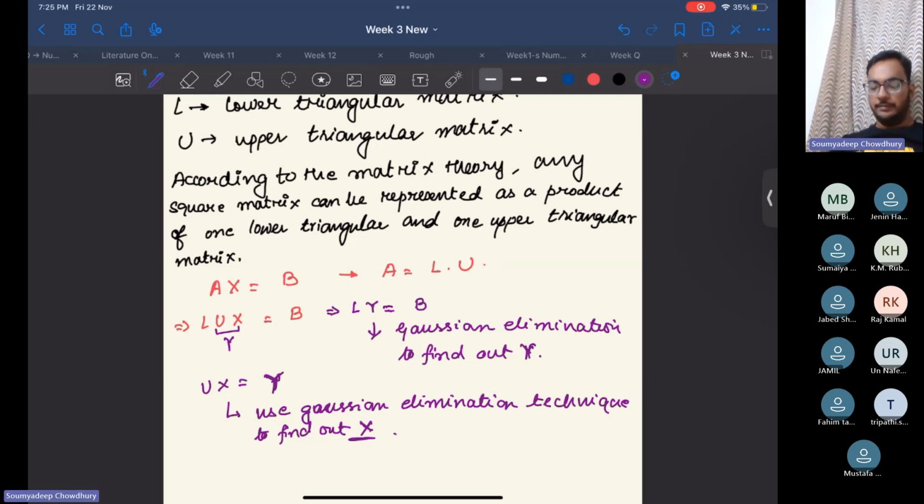Is the algorithm clear, what I have told? Yes, sir. Okay. Can you tell me, any one of you, I have shown you how we can convert to an upper triangular matrix. What is a lower triangular matrix? Can someone of you tell?